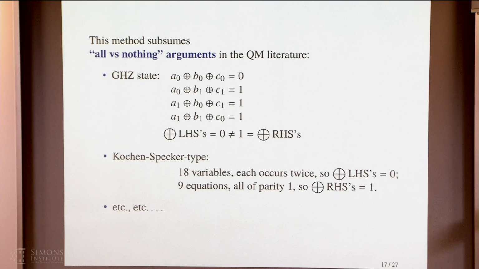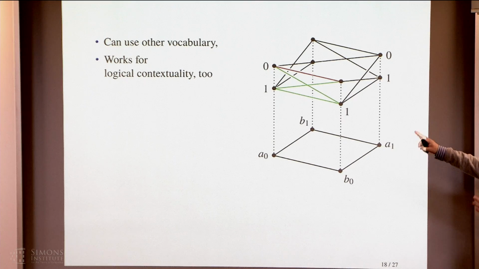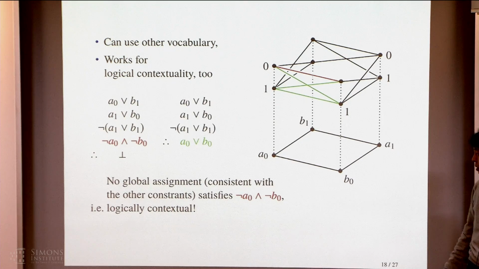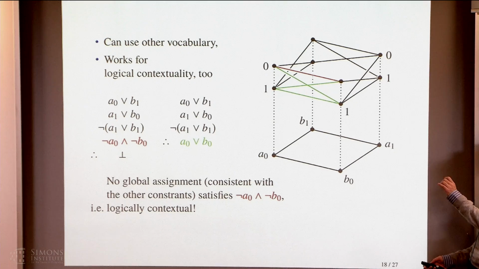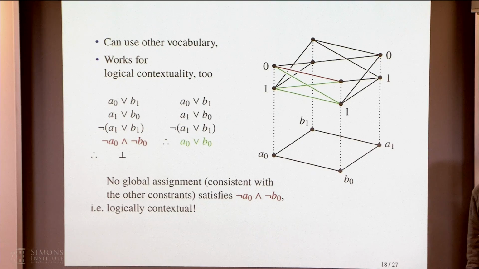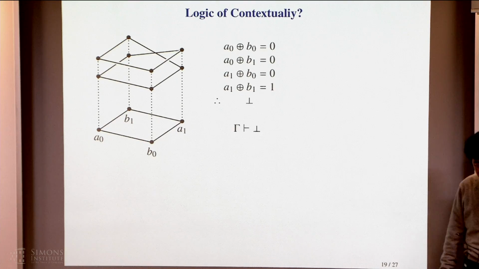And actually this method is going to subsume all the previously known examples of strong contextuality argument in quantum mechanics. So this is quite a powerful machinery. And also you can relax the vocabulary, then you can cover many more examples, but that's not quite the point today. So this is the previous work. Today I have, I don't know, 6 more minutes. I'm going to give you one small reflection about what is going on in this contextuality argument.